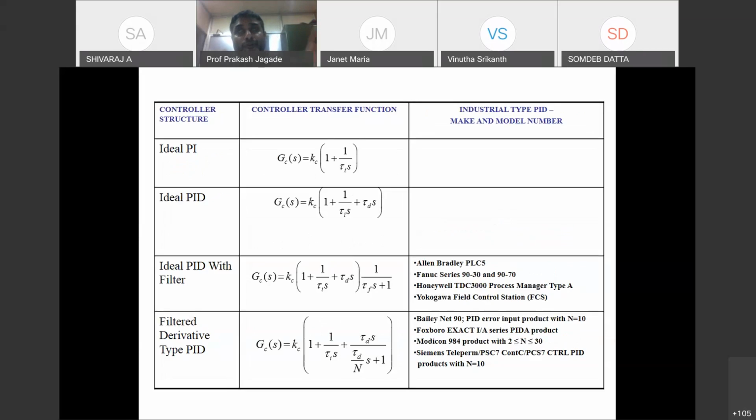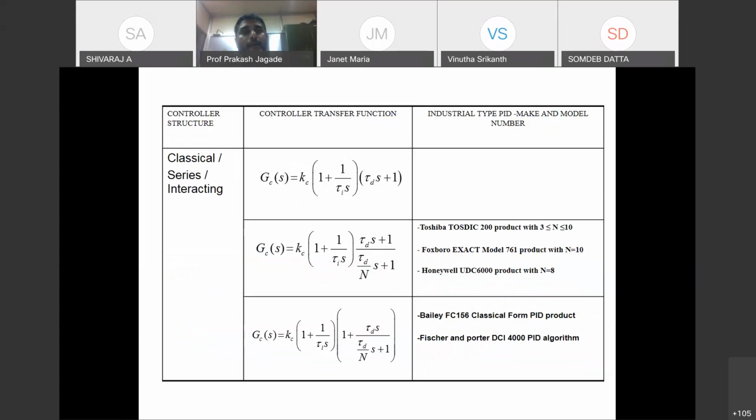So for teaching students, as well as if you want to implement the PID algorithm as a part of research, you should use ideal PID with filter or a filter derivative type PID controller, not an ideal PID controller. Similarly, if you want to use series form, then you should use a lead lag filter in series with a PID controller, or an approximate differentiator plus 1 times an ideal PID controller, and you should realize that in the form of an algorithm.